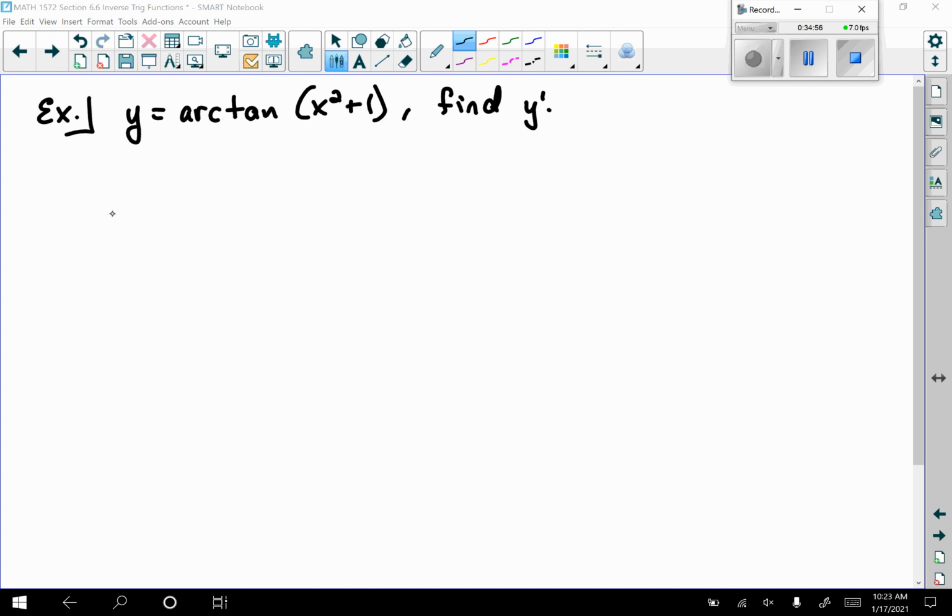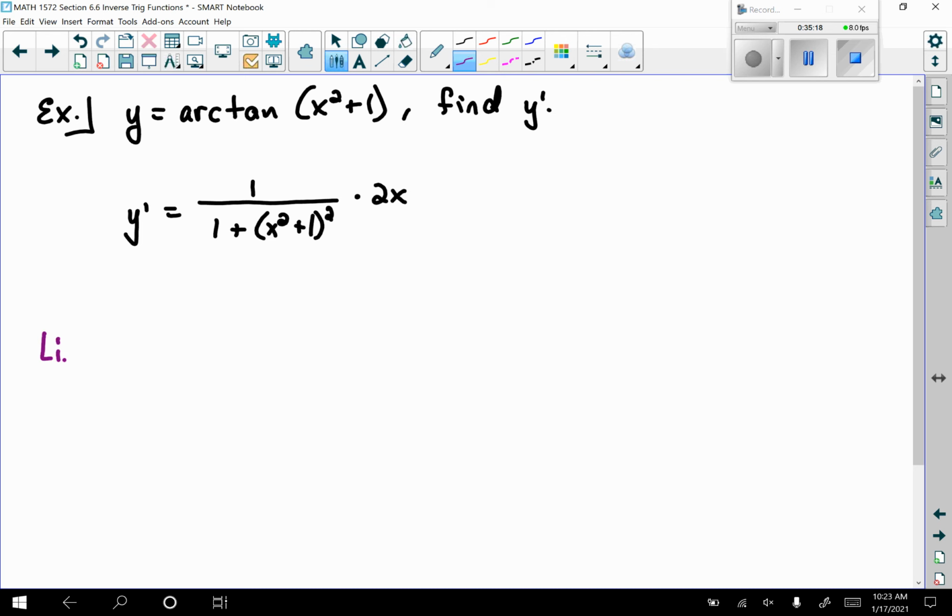All right, so again, we're looking at arc tangent. So y prime, remember this one's positive, is going to be 1 over, and then it's 1 plus whatever quantity this is squared. So we're going to write this as x squared plus 1 squared. And then times the derivative of the x squared plus 1, so then it's just times 2x, and we can leave it just like that.